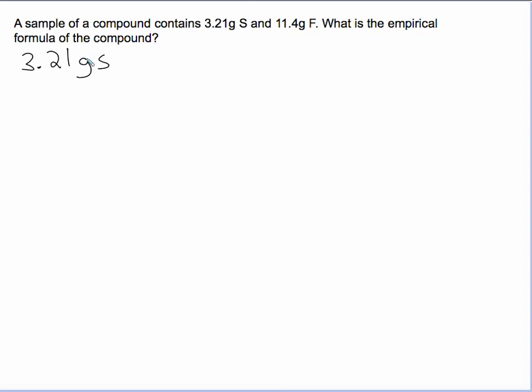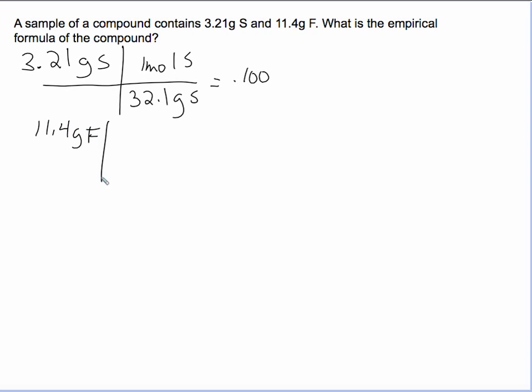And then I'd look up on the periodic table and find the molar mass of sulfur and change it to moles. So for every 1 mole of sulfur, you're going to have around 32.1 grams of sulfur. So that turns out to be equal to about 0.100. Okay, then you would do the same thing for fluorine. So 11.4 grams fluorine, and then 1 mole fluorine, and you would look up the molar mass of that, and it's roughly 19 grams of fluorine. And so you would do that, and it ends up being about 0.600 moles.